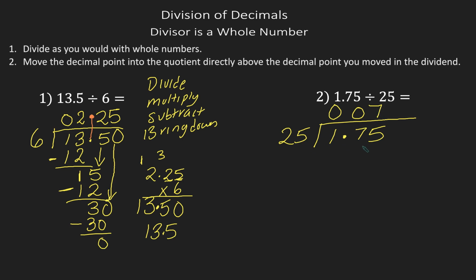7 times 25 is 175. And when I subtract, I get 0. And remember our decimal point, it was right here. So it just comes up in the middle. And we're finished. My answer, 0.07.